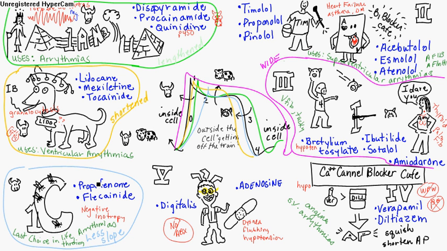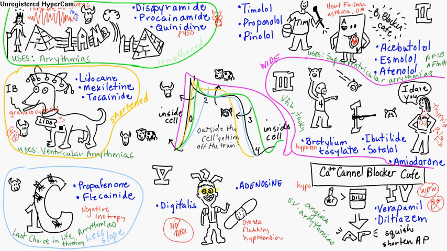See what does what. On the left-hand side is class 1 or sodium channel blockers, class 2 beta blockers, class 3 the potassium blockers, class 4 the calcium channel blockers, and class 5, which would be digitalis and adenosine.